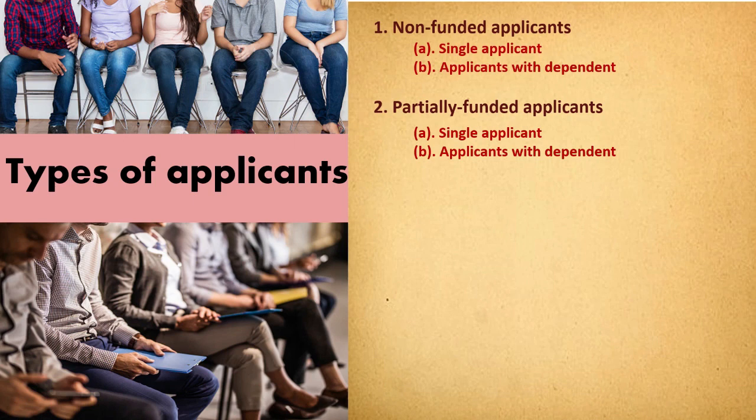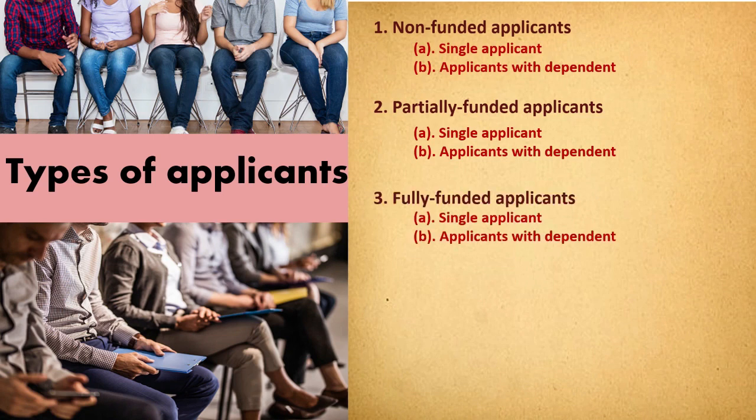The second category of people is the partially funded applicants. These applicants receive partial funding from the school. This may be in the form of a partial tuition waiver or a partial tuition scholarship or a partial funding. So in the main, this type of applicant receives a partially funded offer from a particular university. Again, this type of applicant may be single or an applicant that has dependents.